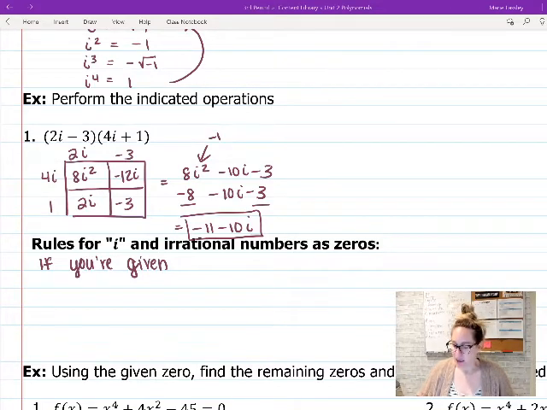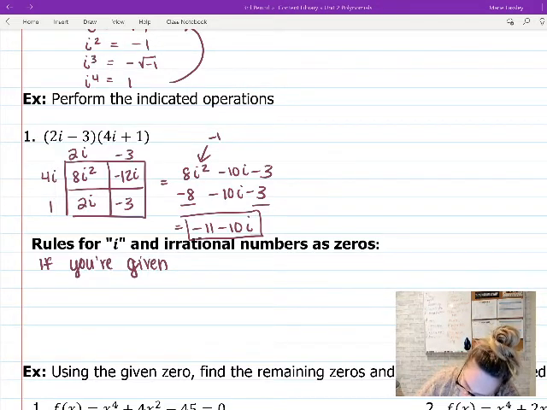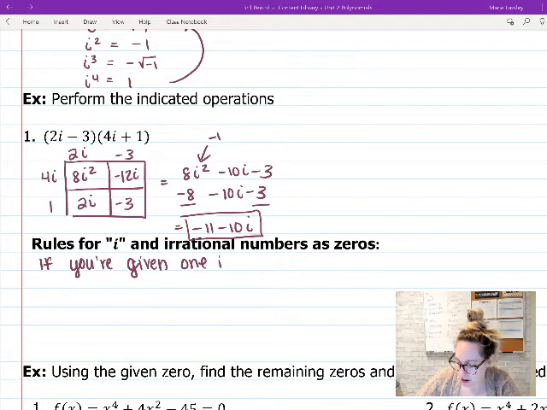All right, so anyways, as I was saying, if you're given one imaginary 0 or irrational, doesn't matter.